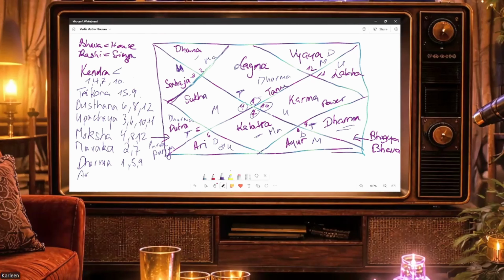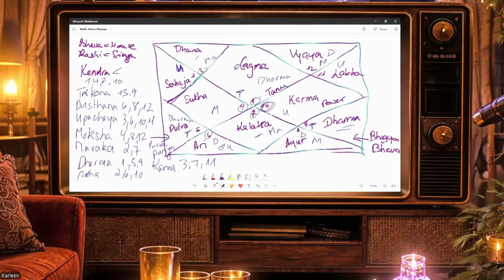Then you've got the Artha houses, which are 2, 6, and 10. And these houses show your work, resources, wealth, work and effort, like how much effort you put into things or have to put into things, and how you gain in life resources, your material stuff. You've got the Kama houses, which are 3, 7, and 11.